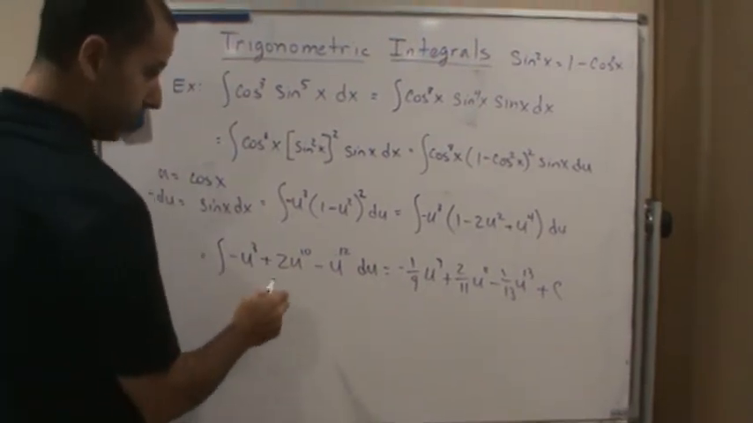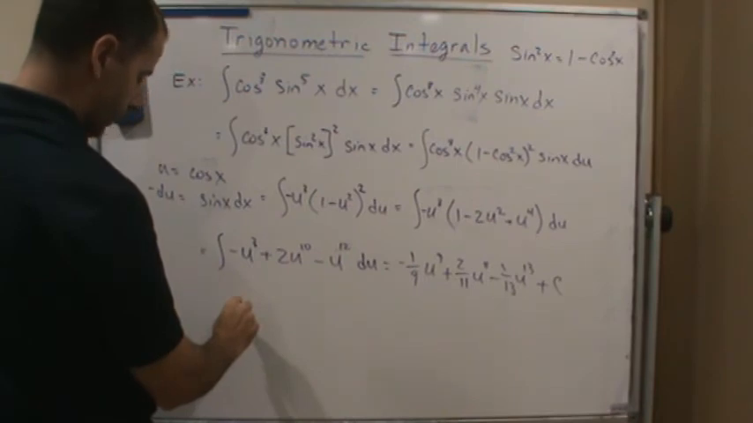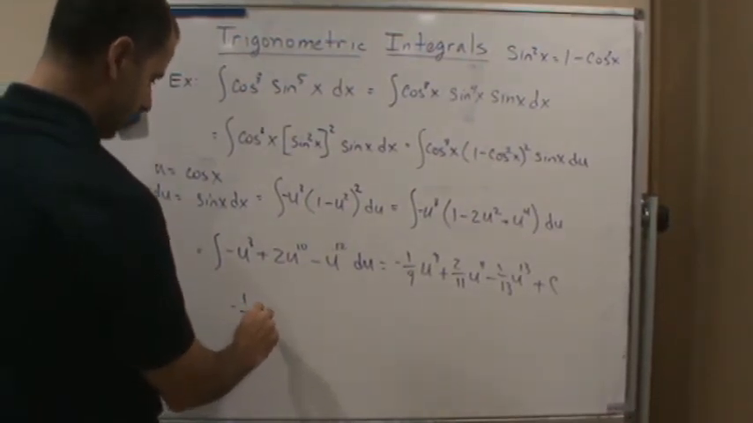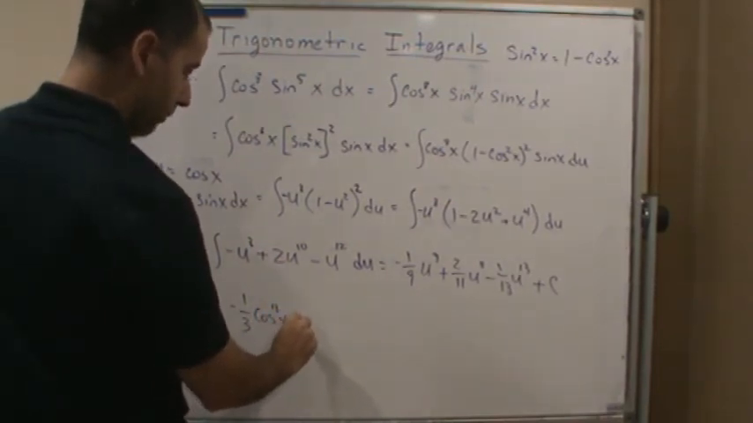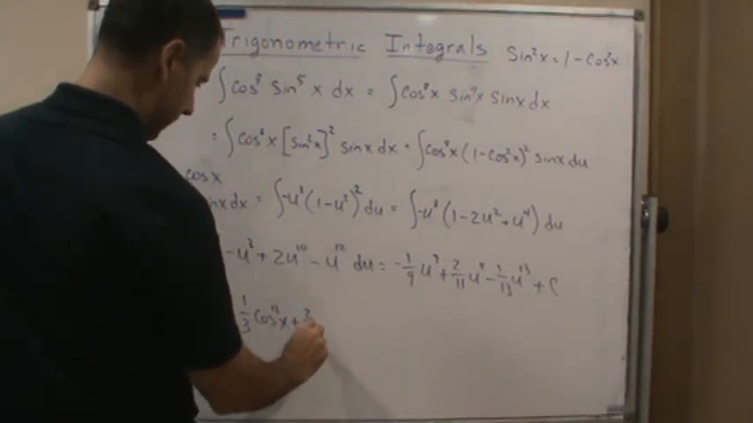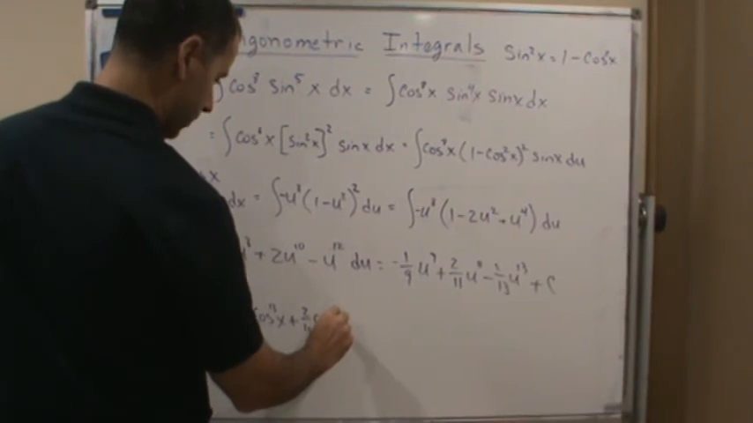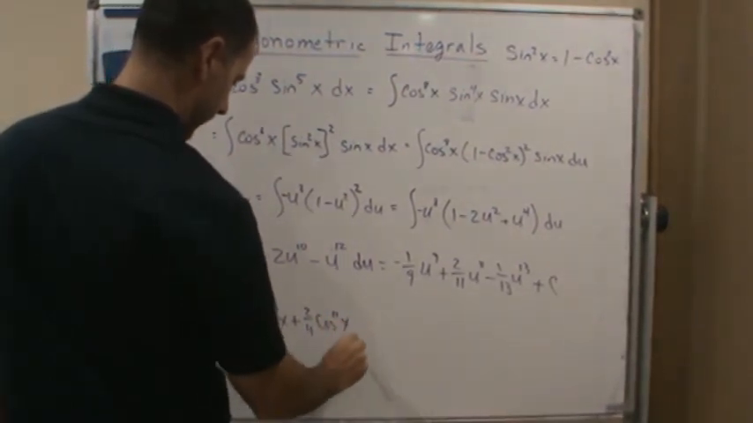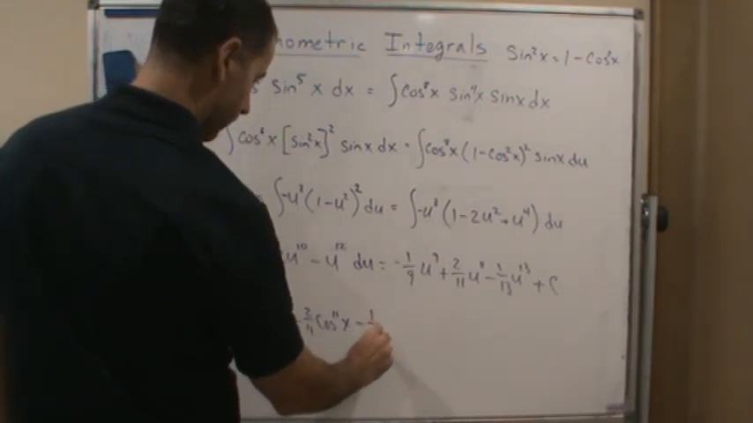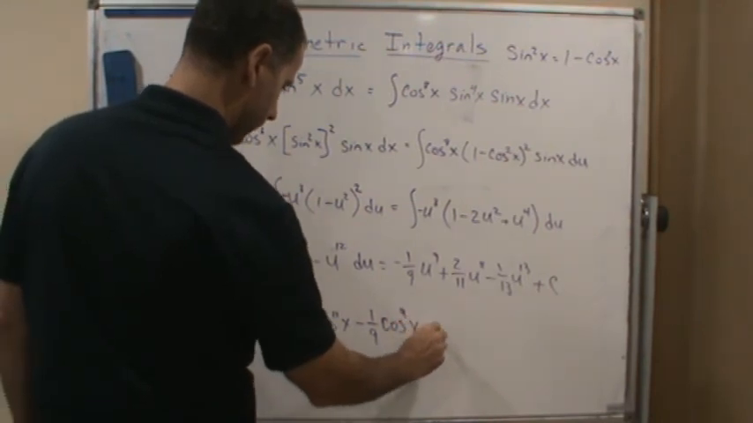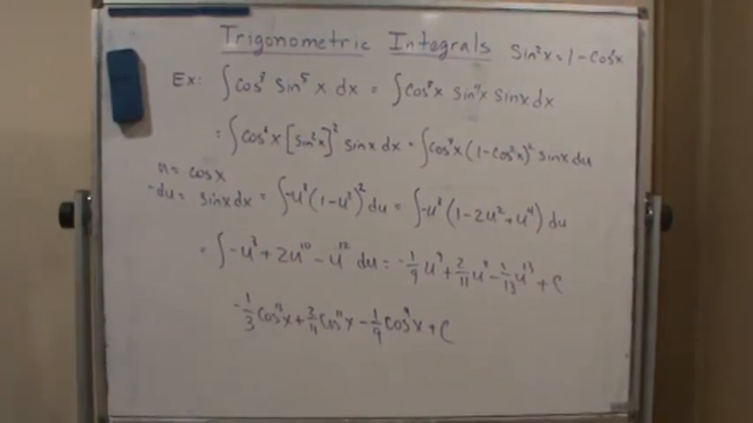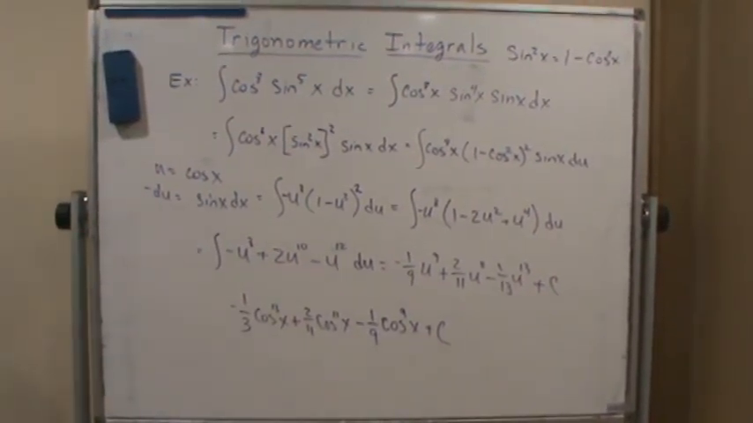Okay, so now I'm going to write this as negative 1/13 cosine to the 13th power of x plus 2/11 cosine to the 11th power of x minus 1/9 cosine to the 9th power of x plus c. And that's it. That's my final answer.